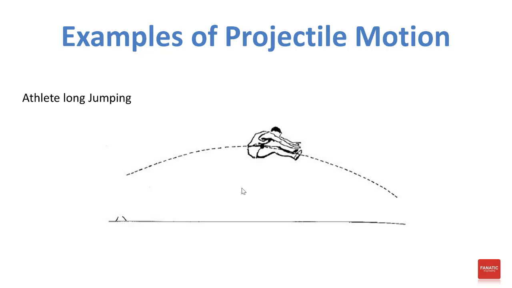And the third one we have is the athlete long jumping. Same is the case. The athlete is jumping from here. This is his initial position, and this will be his final position. If we know the angle of projection of this athlete and his initial velocities, we can easily find his final position. We will know what will be his final position. So it is all because of the projectile motion and its equations.